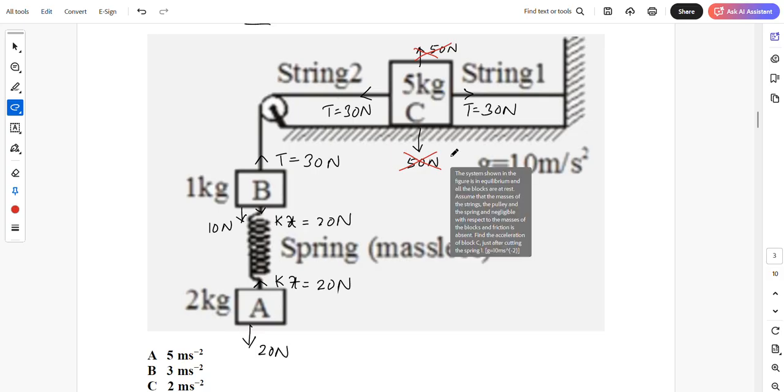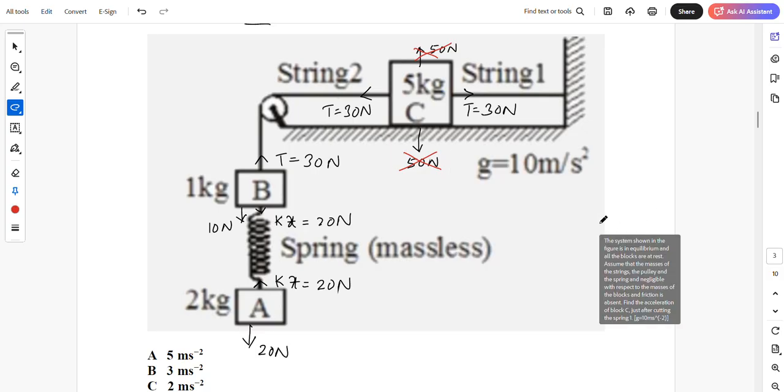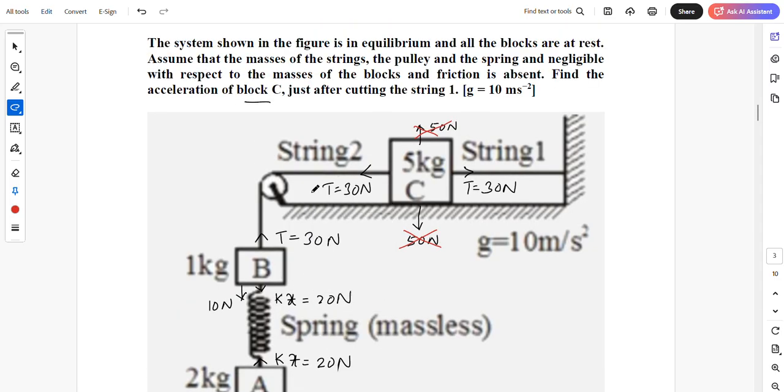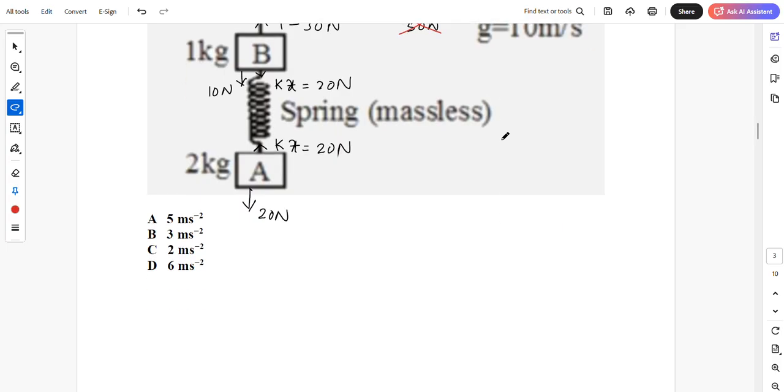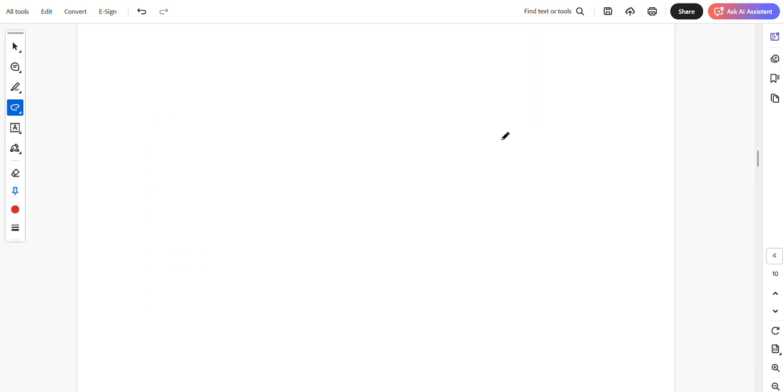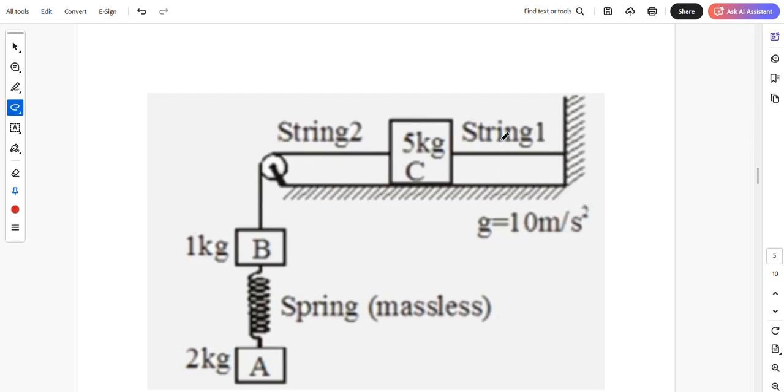Now what exactly are we supposed to calculate? After writing the spring force and tension, let us find what they are asking. You are supposed to find the acceleration of block C just after cutting the string 1. Now string 1 is cut. Let us write here, string 1 is cut. Tension will be how much here? Tension will be 0.